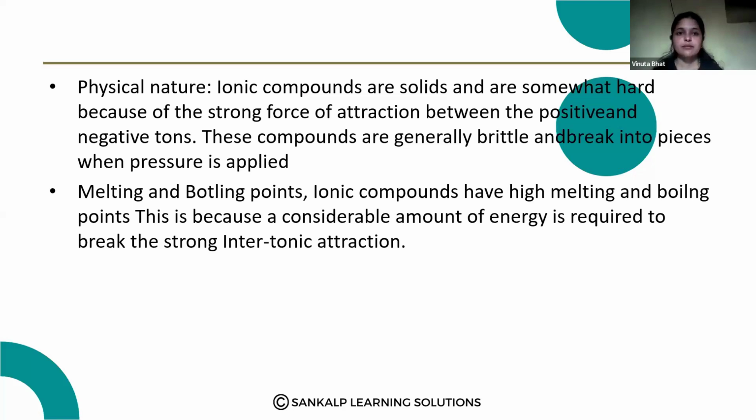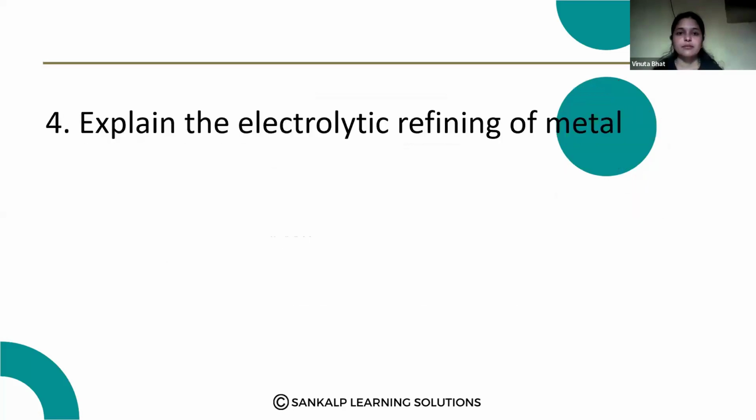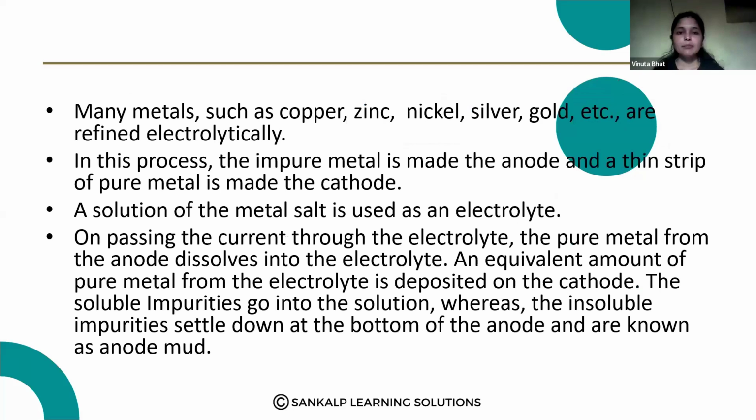Next question. Explain the electrolytic refining of metal. Here, many metals such as copper, zinc, nickel, silver, gold are refined electrolytically. In this process, the impure metal is made the anode and a thin strip of pure metal is made the cathode. A solution of the metal salt is used as electrolyte.